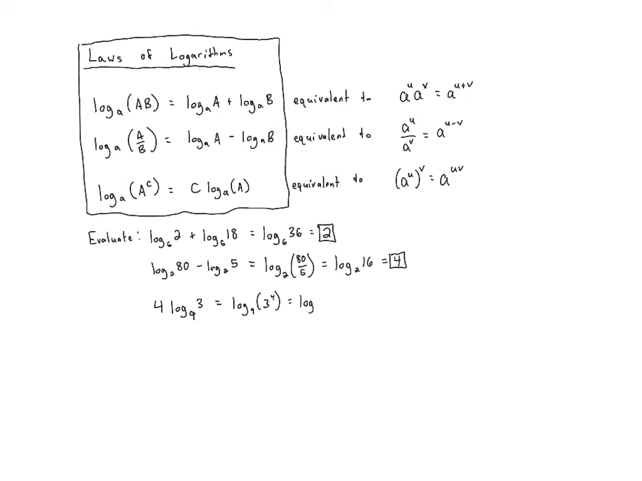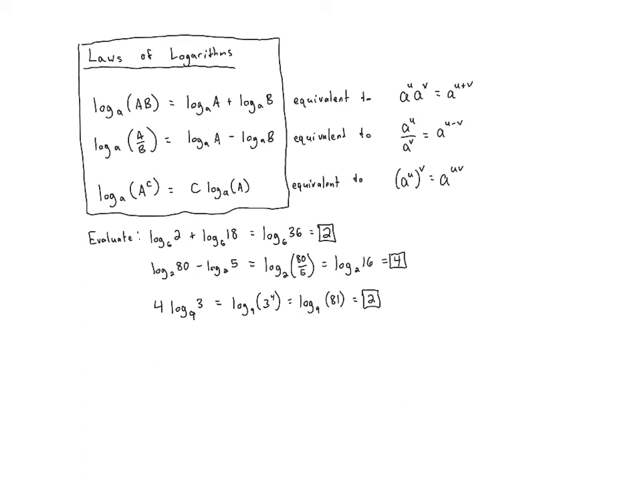Now we know that 3 to the 4th is 81, and log base 9 of 81 is just 2, because 81 is 9 to the 2nd power. So this is another situation where we can make things simpler by using one of the laws of logarithms.